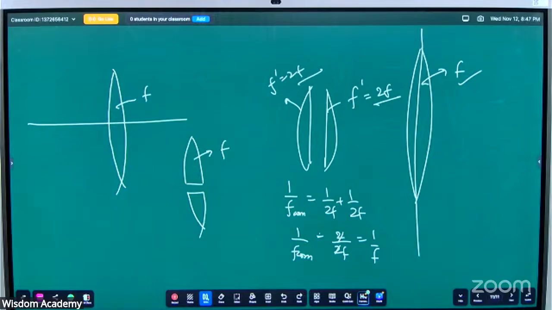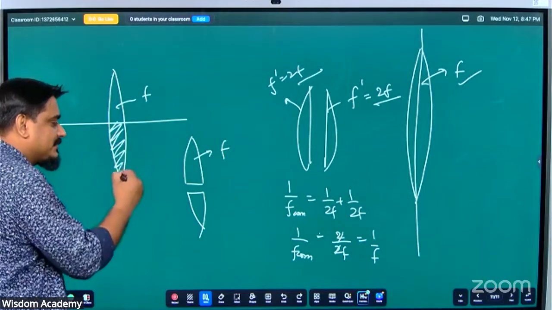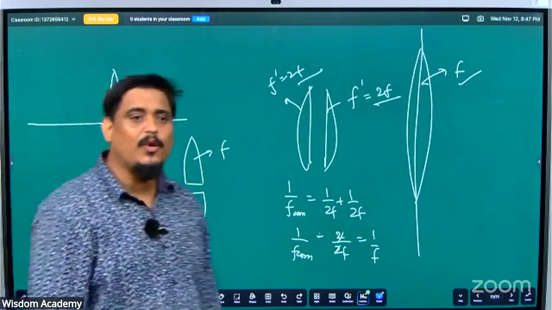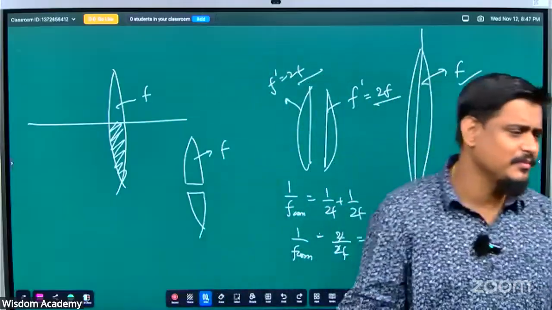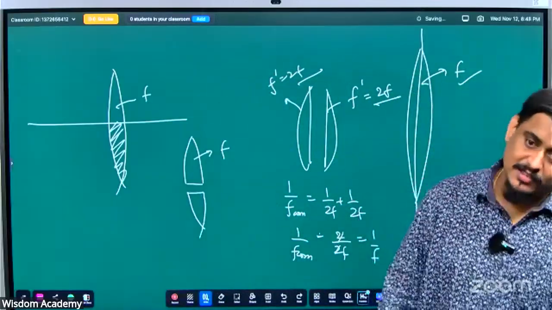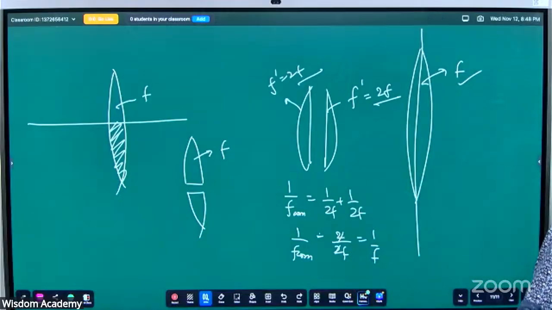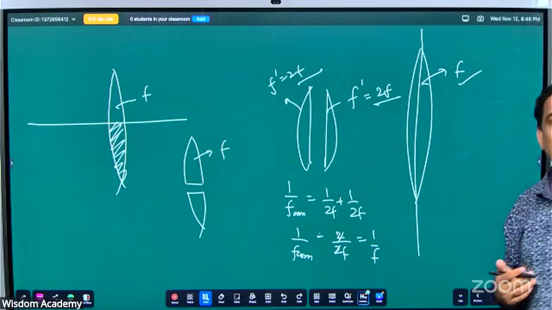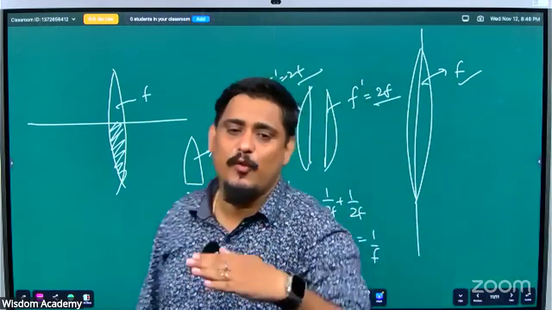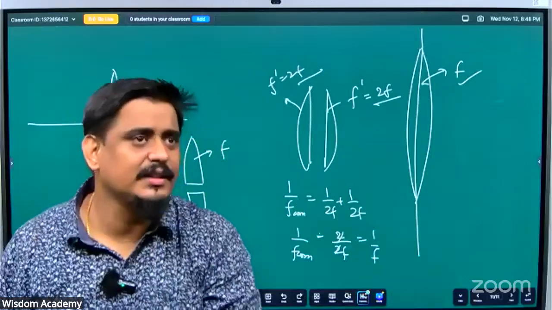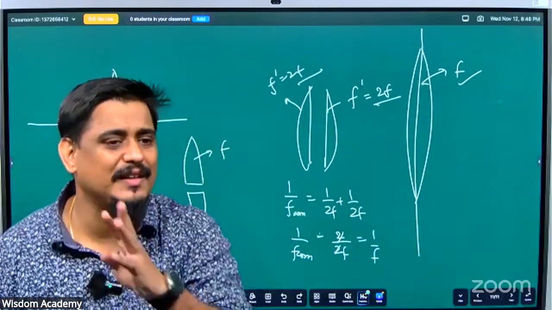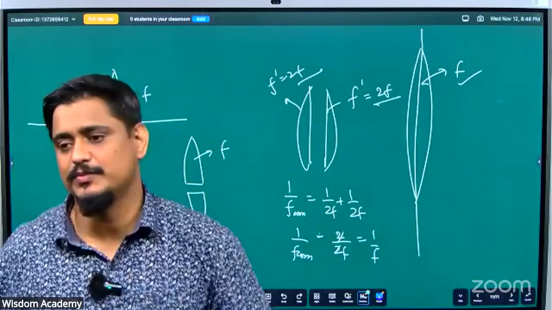See, the past year paper questions have come from here. Or sometimes they will say, we are covering half of the lens with black paper. What is the new focal length? Remains same. In 10th itself this question came. If you have one part colored in black, what will be the focal length? It is correct you are saying. In 10th it was asked, but in 12th also it can be asked. So always remember, a horizontal cut does not affect the focal length of the lens. A vertical cut will make the focal length of the lens double the original value.